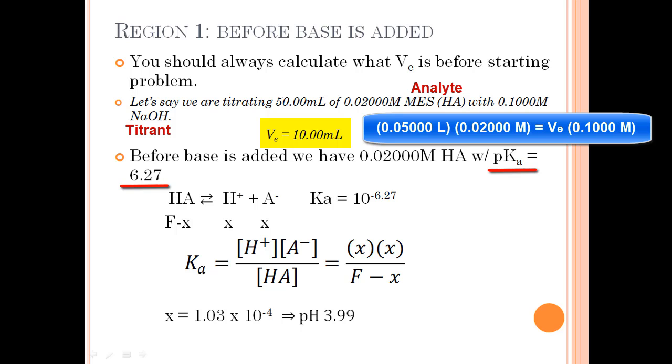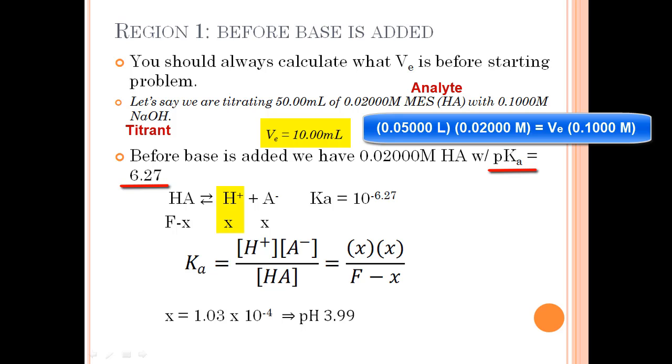This, of course, entails you to do the quadratic equation. I'm not going to go over that in this video. We went over that back in chapter 6. So if you do all of that, and I encourage you to actually do the calculations to make sure you get the same answer they get, you'll see that x is equal to 1.03 times 10 to the negative fourth. That is your concentration of H+.